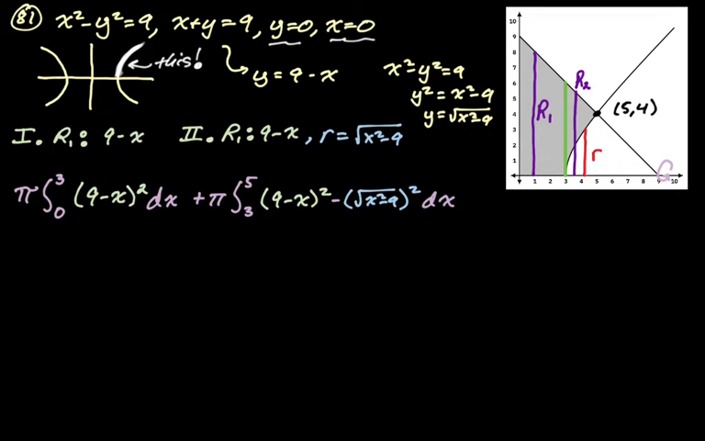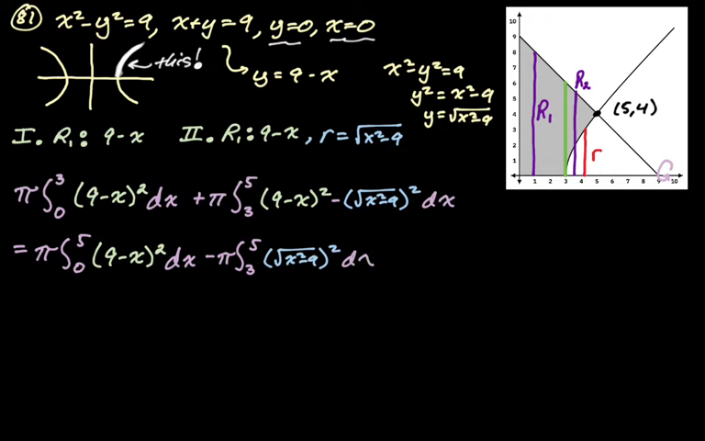And now we need to evaluate this. At this point, I realized what I really should have done is just big R from 0 to 5. So I'm going to rewrite this a little bit as pi, the integral from 0 to 5, because we're going 0 to 3 and 3 to 5 of the same thing, so we should combine those. So 0 to 5 of the quantity 9 minus x squared dx, minus pi times the integral from 3 to 5 of this part here. So this is what we can simplify it to.